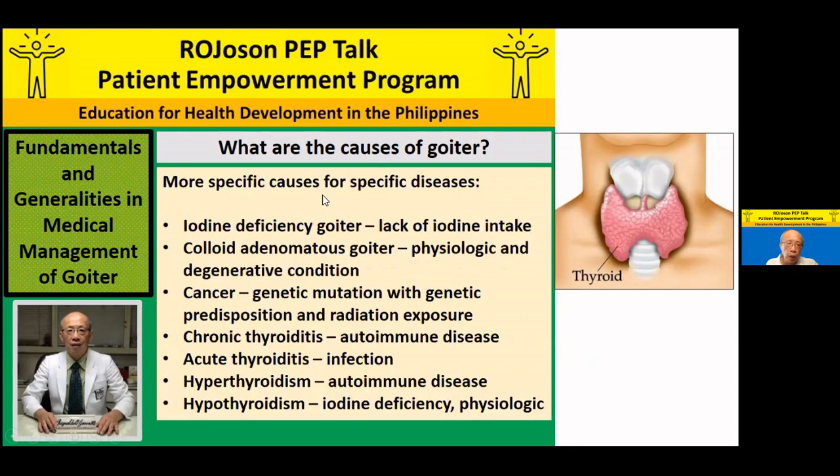But for the more specific causes, for specific diseases like iodine deficiency goiter, as the term itself says, it is due to the lack of iodine. That's why there is enlargement of the thyroid gland, goiter. Colloid adenomatous goiter, the exact mechanism we still don't know, but it could be due to physiologic changes and degenerative conditions. Cancer, we know the bottom line is it's due to a genetic mutation, with genetic predisposition, and some with a history of long duration of radiation exposure to the neck. And then chronic thyroiditis could be due to an autoimmune disease, acute thyroiditis to infection, hyperthyroidism to autoimmune disease, and hypothyroidism usually due to iodine deficiency or some physiologic causes.